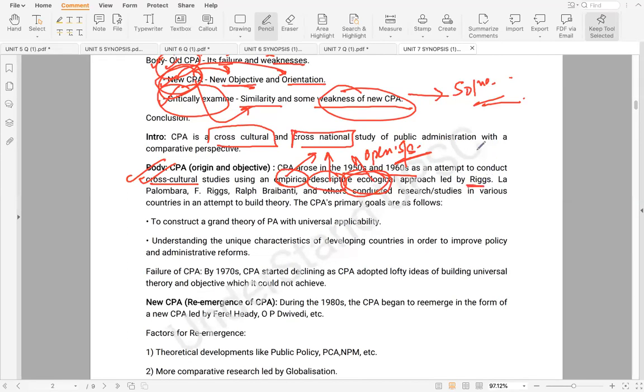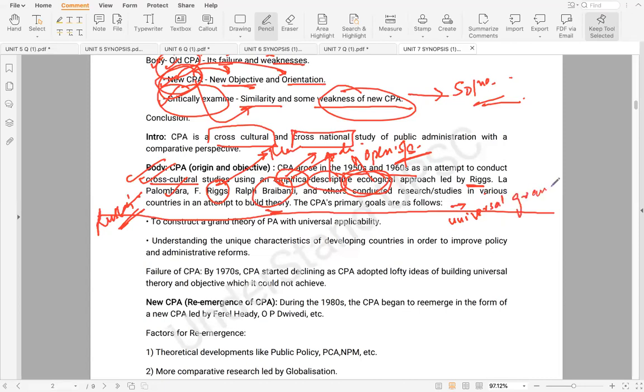Try to include some other thinkers. Palombara, I think he was in Russia to compare the administrative system. Riggs, who was sent to Thailand, right? Brebanti, I think he was sent to, I'm not able to recall, but I think it's China, but we'll check. So yes, Palombara, Russia, Riggs, Brebanti, and others conducted research studies in various countries in an attempt to build theory. The CPA's primary goals are as follows. You know that the main function of CPA was twofold. First was to build a universal grand theory, right?